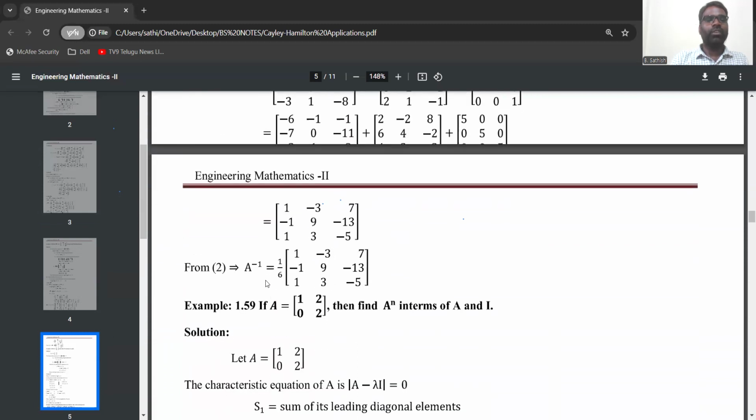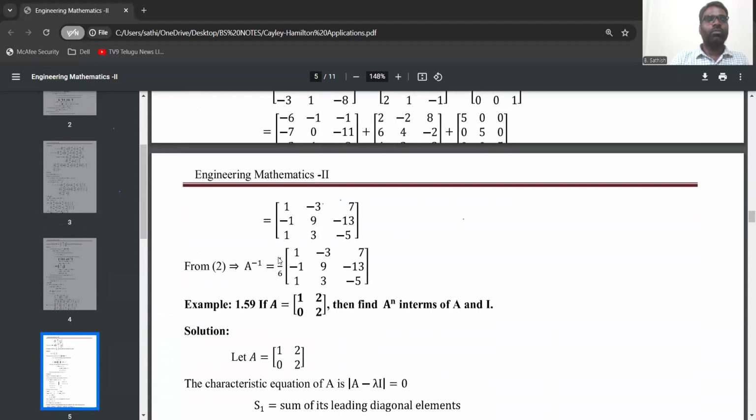So from that we get A inverse equals 1 by 6 into the matrix: first row 1, minus 3, 7, second row minus 1, 9, minus 13, third row 1, 3, minus 5. So A inverse is 1 by 6 into the matrix 1, minus 3, 7, minus 1, 9, minus 13, 1, 3, minus 5. That is our required inverse.